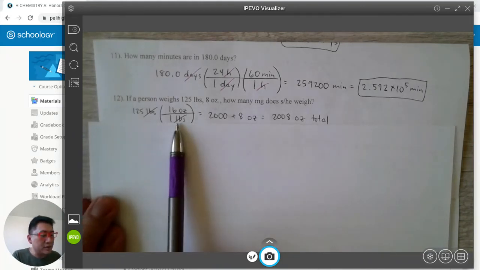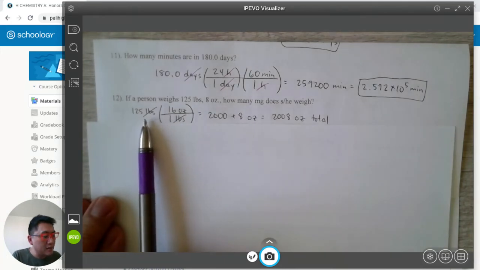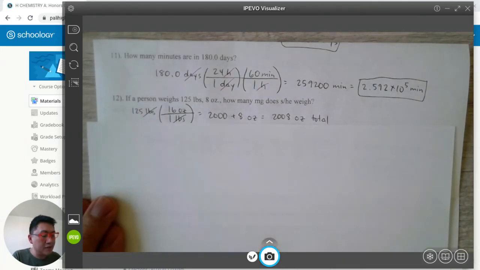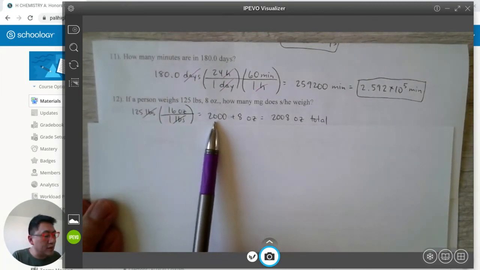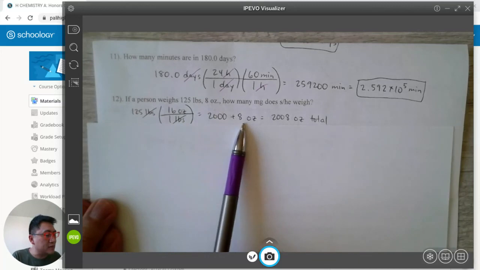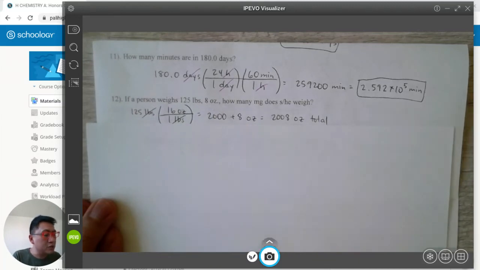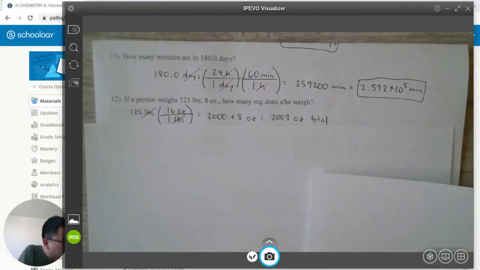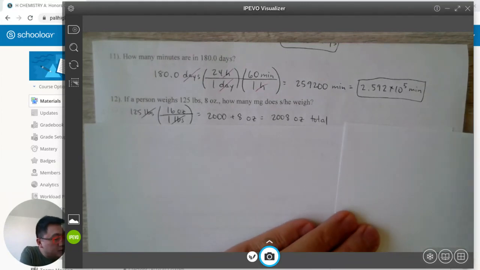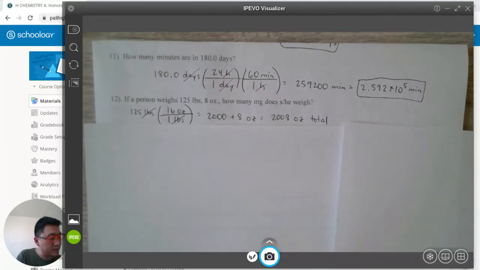Well, I do know on the other side that 1 pound is 16 ounces. So 125 pounds is 2,000 ounces plus the other 8 ounces. The person weighs a total of 2,008 ounces. That's the weight of the person total. Okay, great. Now you know how many ounces. The problem is the question isn't asking how many ounces does the person weigh. The question is how much does this person weigh in milligrams.